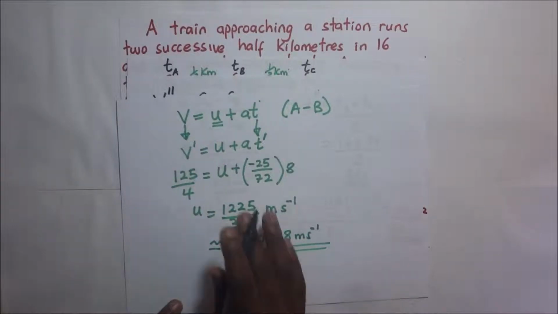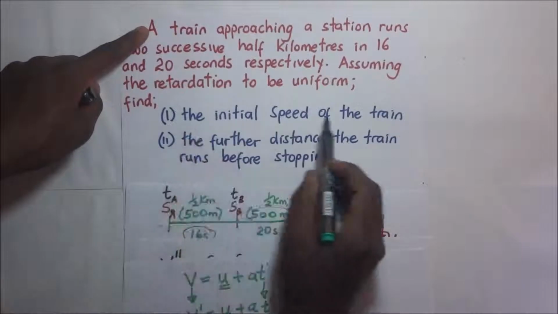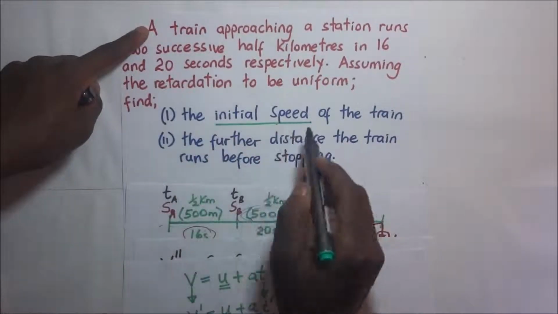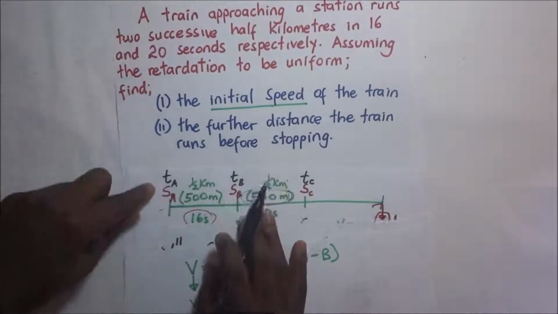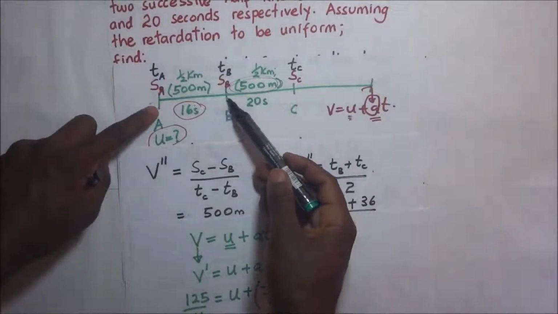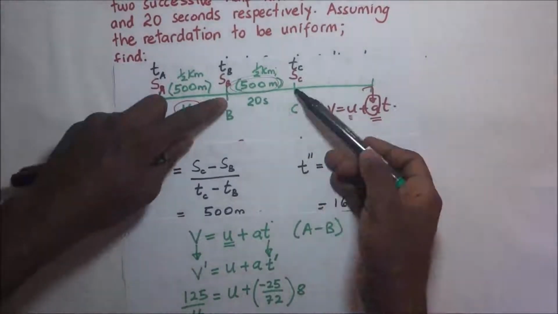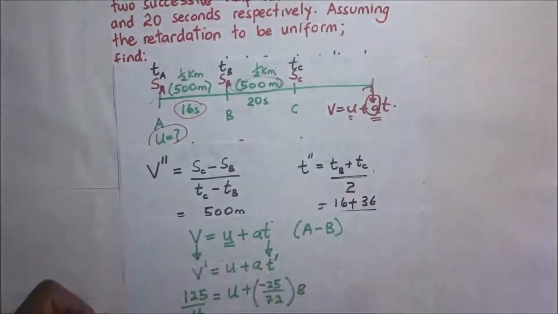That is the initial velocity, or the velocity at point A, and that makes us get the initial speed or the initial velocity at point A, which is that. We've already answered that using our first portion. Now we can still get the same answer using the second part of the motion.